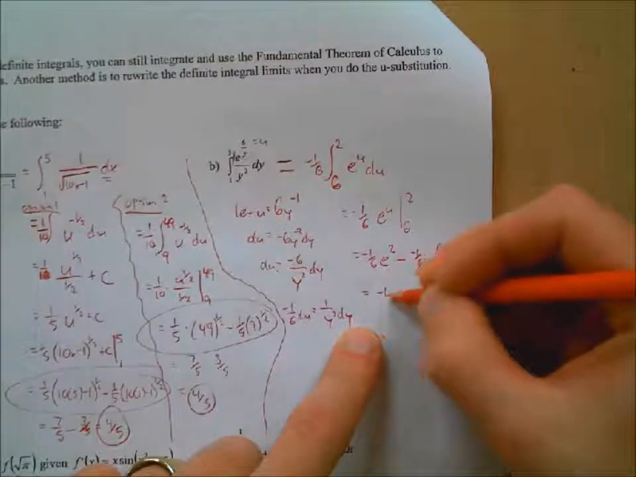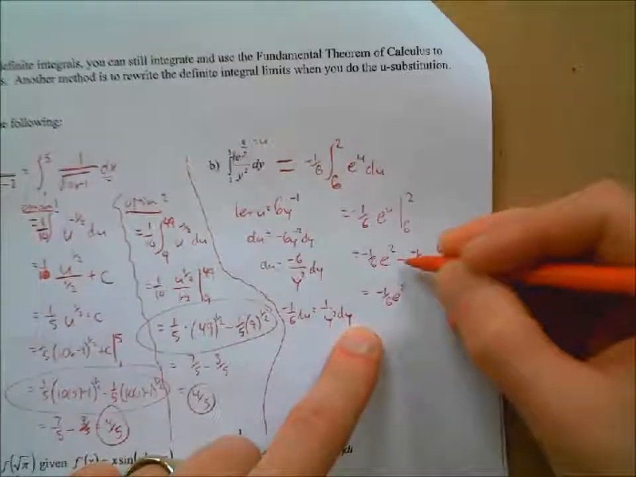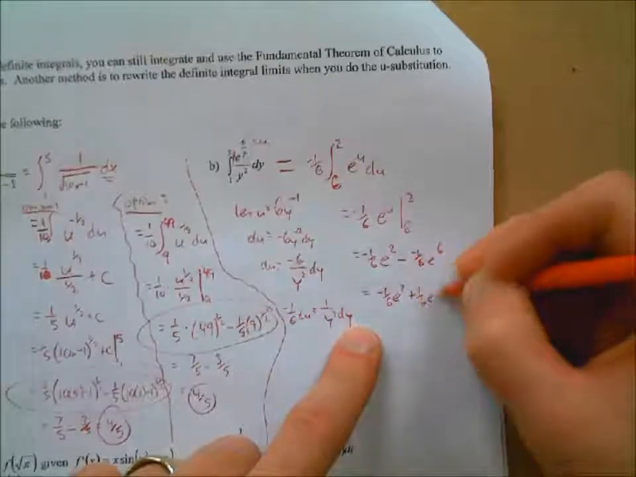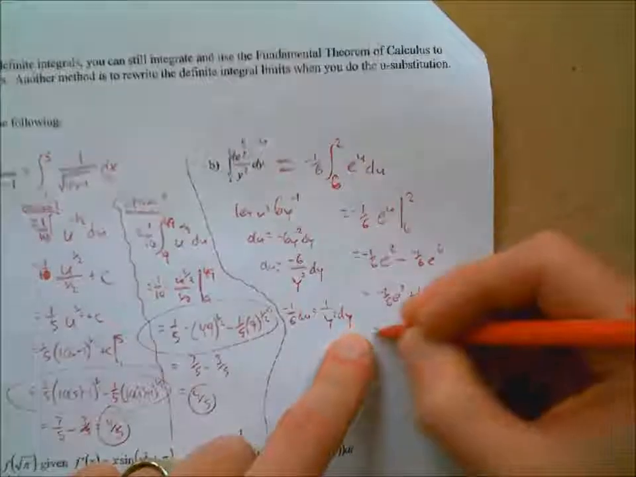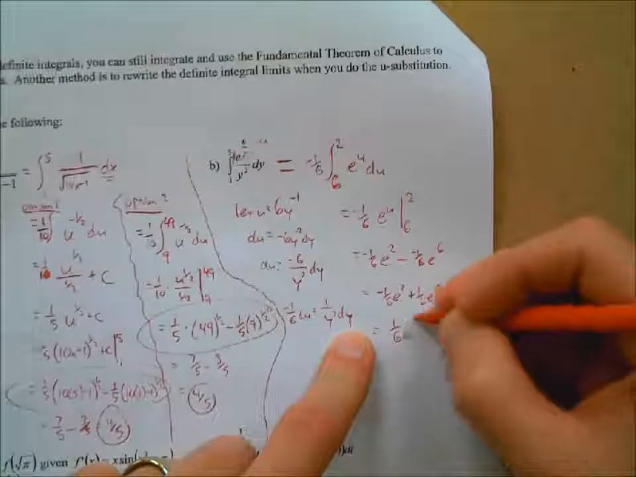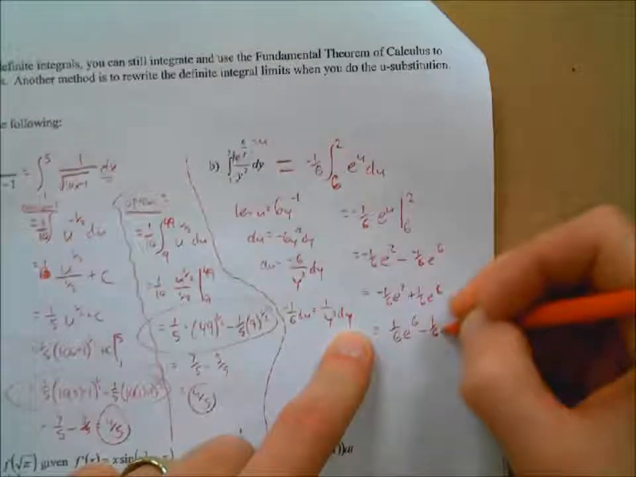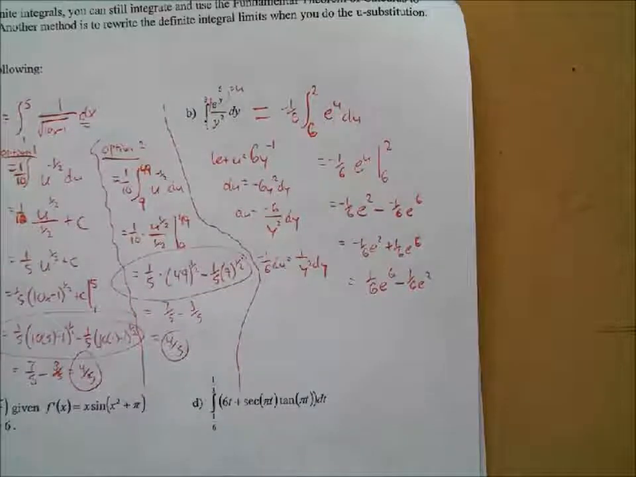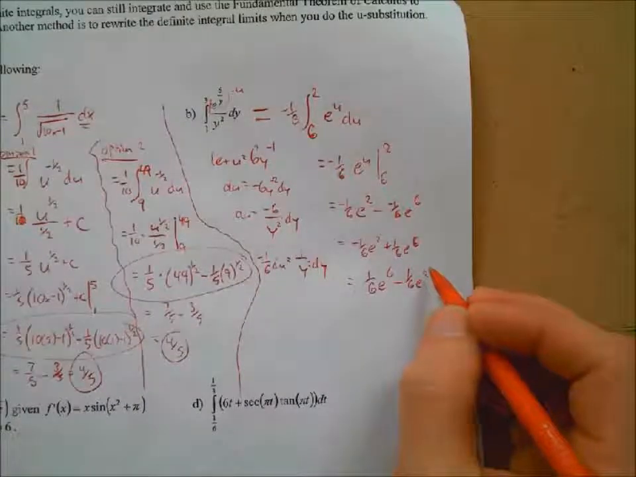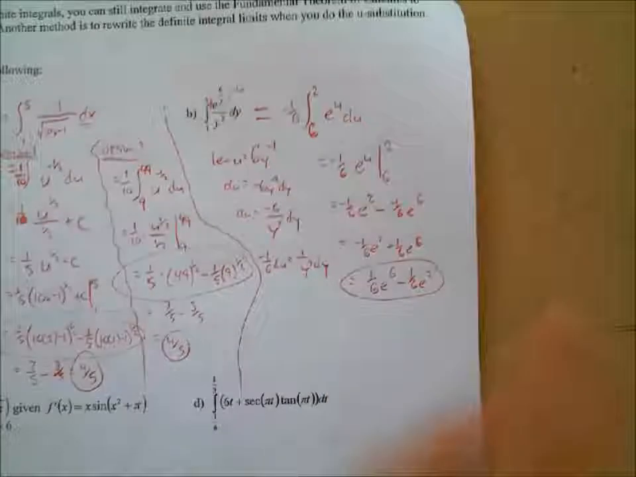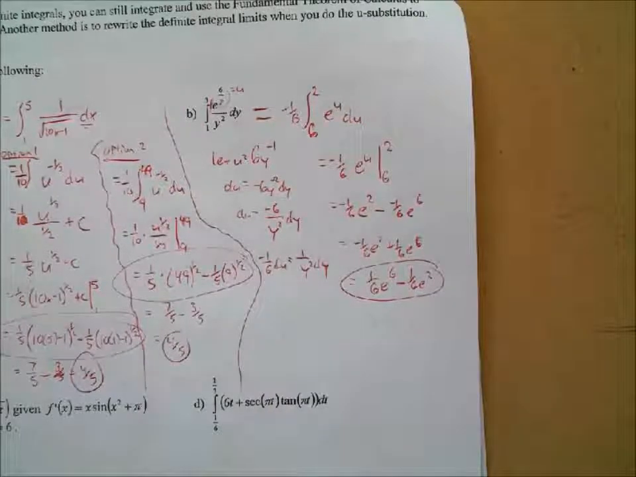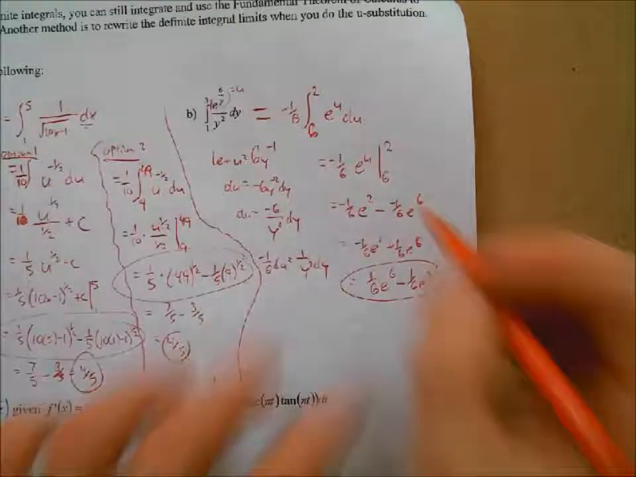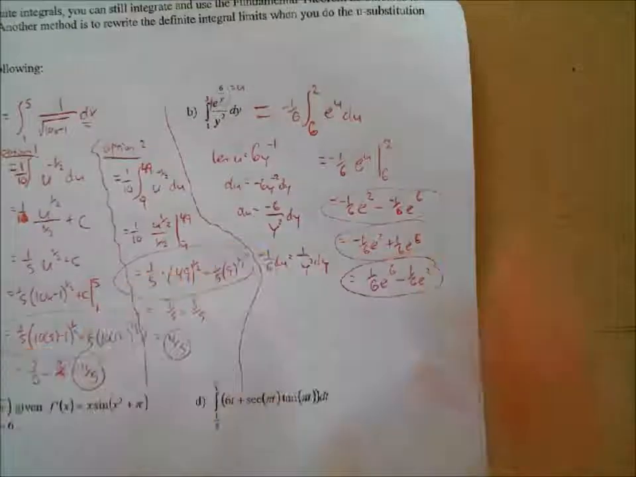And we can simplify this a little bit. Minus negative becomes plus positive 1/6 e to the sixth. And so it ends up working out nicely. Anyway, it will end up being positive when you switch it around. Okay, so there it is: 1/6 e to the sixth minus 1/6 e to the second. And of course, any of these would be fine answers too.